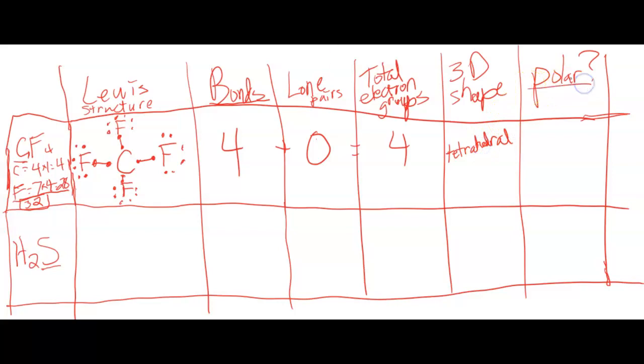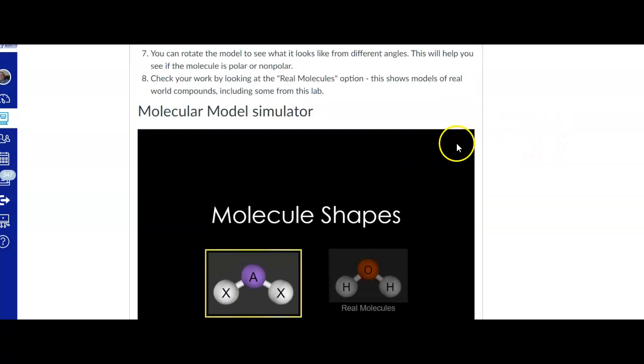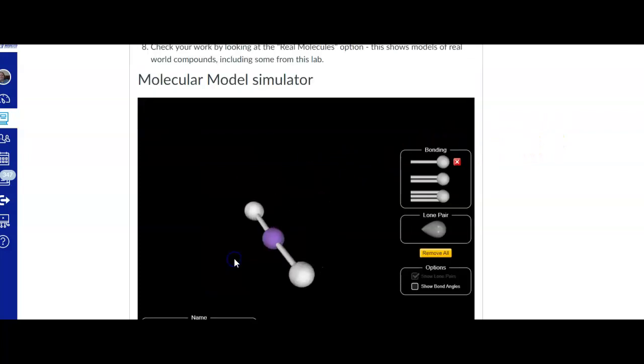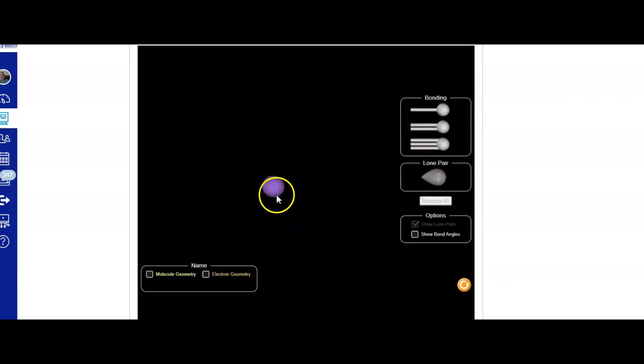For polarity, this is where it's important to go ahead and build our molecule. So that's what the simulator is for. I'll show you what you do with the simulator. So the molecular model simulator, this is right in the lab. You click on the model. I'm going to remove all so that I can actually start with a blank. This purple is going to be our carbon. We have 4 things that are attached to it with single bonds. So I have 1, 2, 3, 4 fluorines. And I don't have any lone pairs, so I'm actually done building my structure.